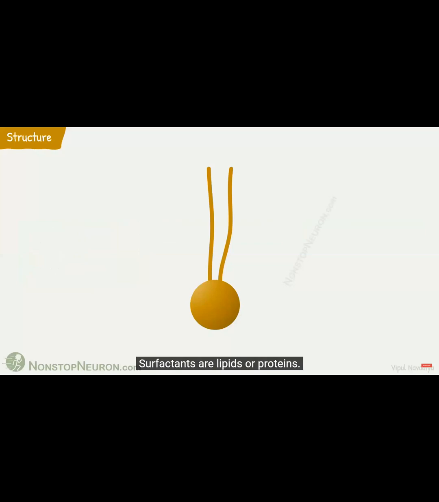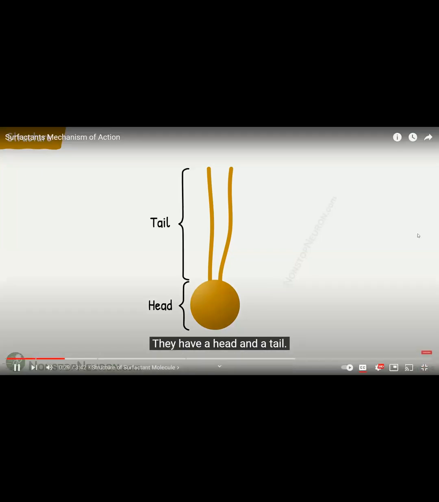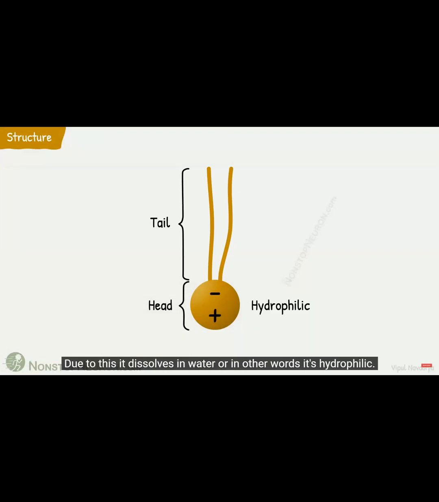Surfactants are lipids or proteins. Their general structure is like this. They have a head and a tail. The head has charged atoms. Due to this, it dissolves in water, or in other words, it's hydrophilic. The tail, on the other hand, does not have any charged moiety, so it is hydrophobic. This was about the structure.